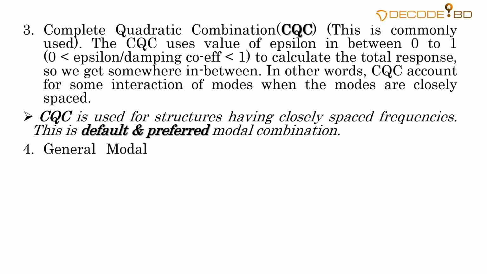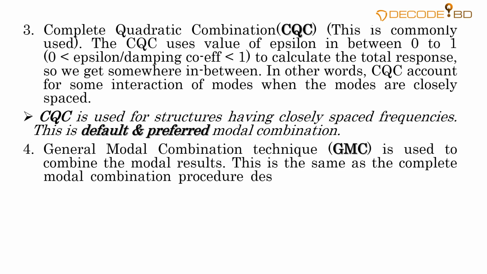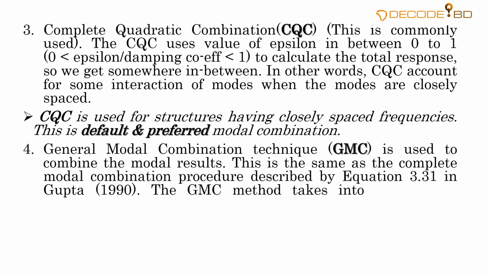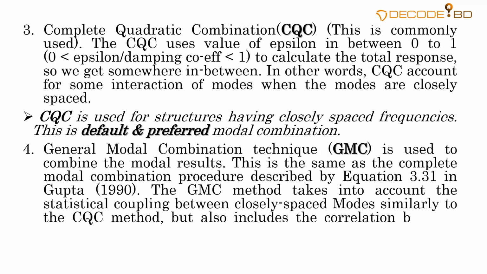Now come to the general modal combination technique. GMC is used to combine the modal results. This is the same as the complete modal combination procedure described by equation 3.31 in Gupta 1990. The GMC method takes into account the statistical coupling between closely spaced modes similarly to the CQC method, but also includes the correlation between modes with rigid response content.